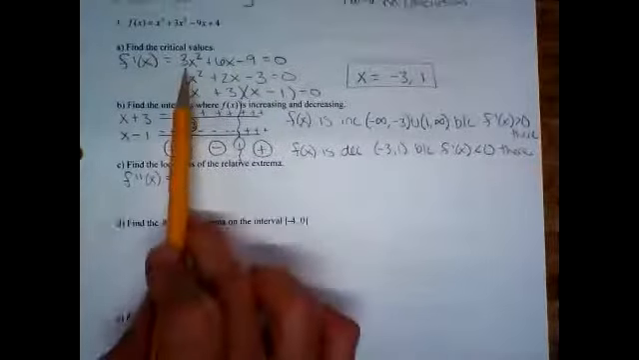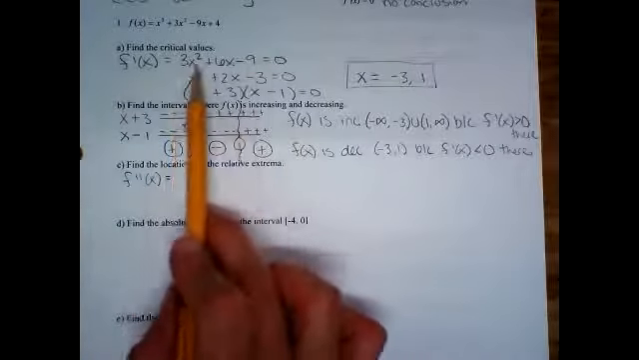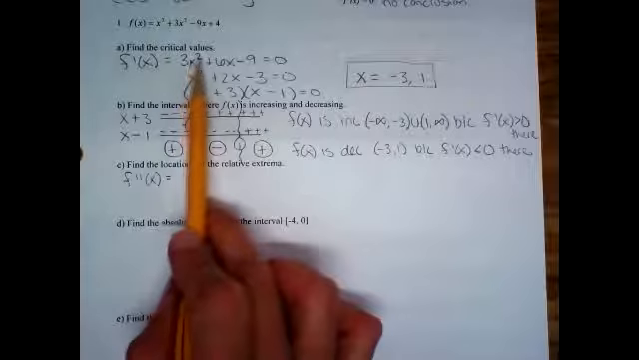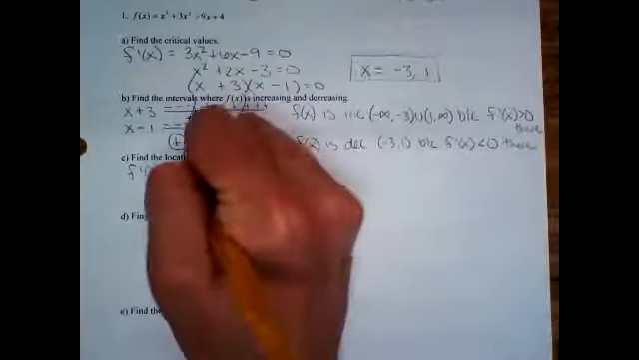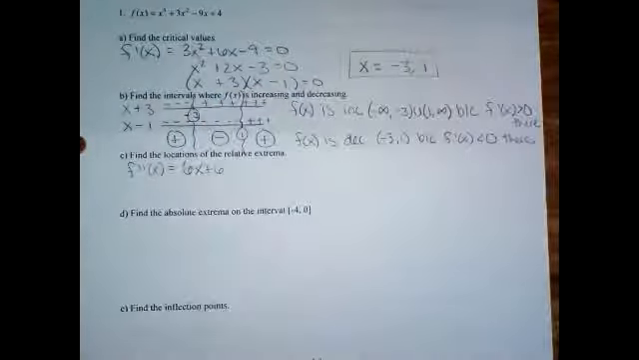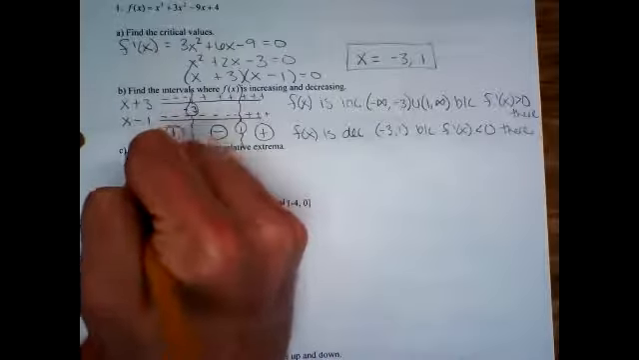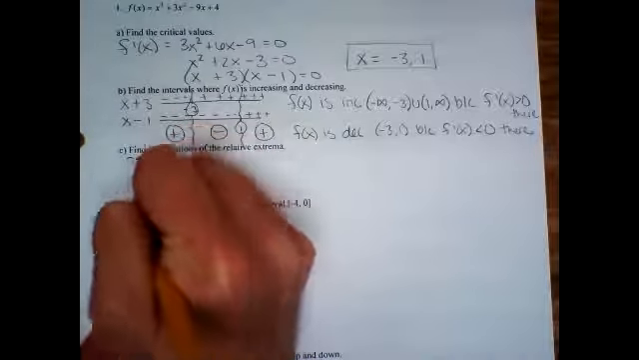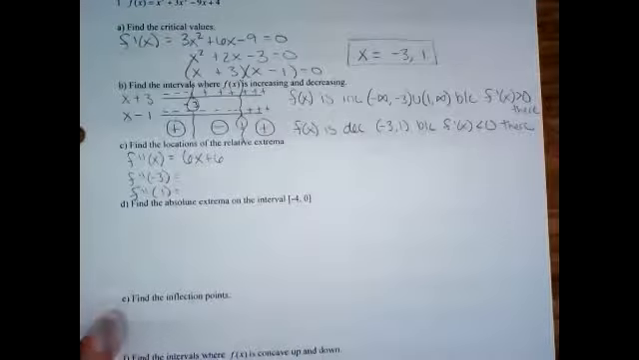All right, so let's go back to our first derivative, which is right here. We're going to get the second derivative. Second derivative would be 6x plus 6. And we're going to plug in our critical points, which are -3 and +1.